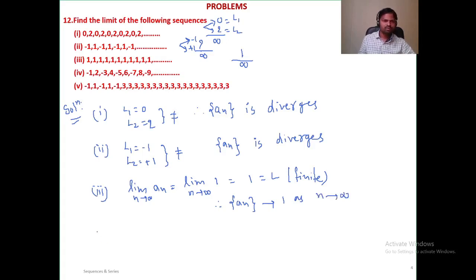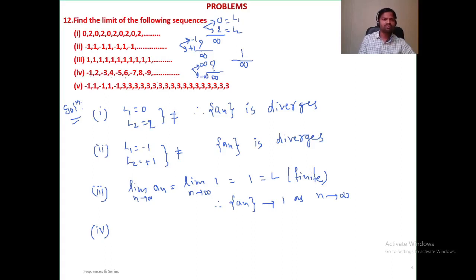Now look at the fourth problem. Fourth problem: minus 1 plus 2, minus 3 plus 4, minus 5 plus 6, minus 7 plus 8. So if you go to infinite position, what will be the number at infinite position? What will we get here? So again here two options. We will get either plus infinity or minus infinity. Because you look at the negative side, minus 1, minus 3, minus 5, minus 7, minus 9 up to so on. So it will go to minus infinity.